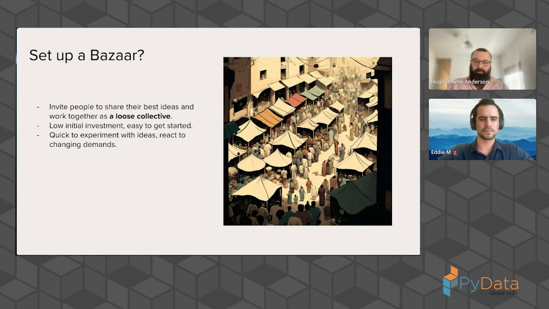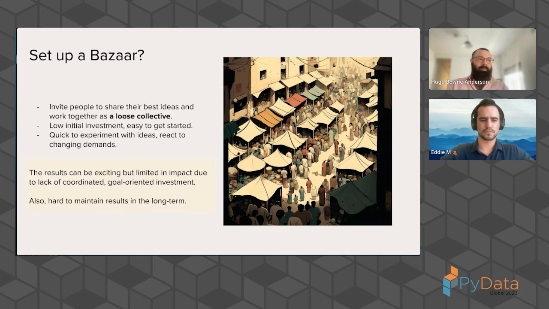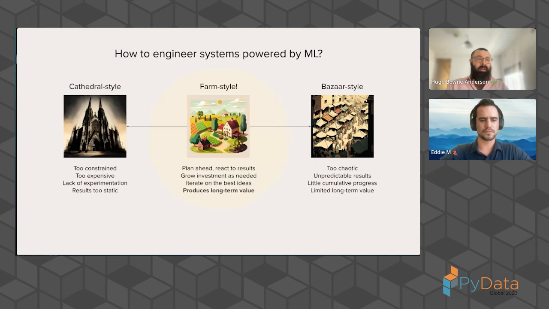Because we're building a scientific discipline, among other things, right? So on the other side, maybe we want to start building a bazaar where we invite people to share their best ideas and work together as a loose collective. So there's not high initial investment here, super easy to get started, quick to experiment with ideas and react to changing demands. So all of these things sound good, but the results can be limited due to lack of coordinated and goal-oriented investment and lack of shared infrastructure. It's also hard to maintain results in the long term. So we kind of want something between a bazaar and a cathedral, right? And what would that look like?